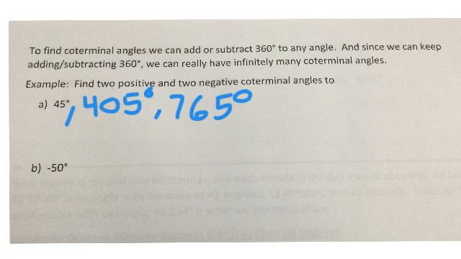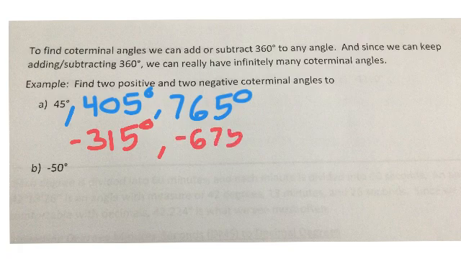Now we have to find two negative coterminal angles. So I would go back to this 45 degrees, and what if I rotated the other direction 360 degrees? That would be subtracting 360. So 45 minus 360 would give negative 315 degrees. And then if I subtracted 360 again, that would be negative 675 degrees. And again, we could keep adding and subtracting 360 to find more coterminal angles.